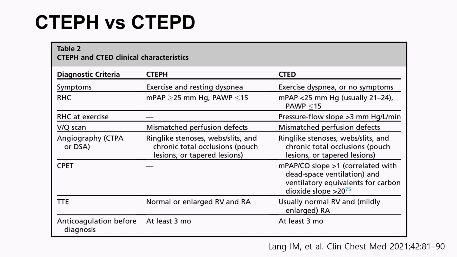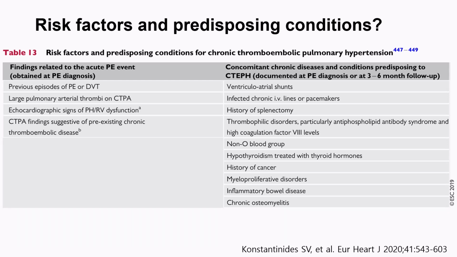Although CTEPD and CTEPH have similar features in the imaging studies, CTEPH is characterized by the hemodynamic criteria, a mean pulmonary artery pressure more than 25 millimeters of mercury. As the previous lecturer, Dr. Kim, showed the predisposing conditions, if there is a risk factor and predisposing conditions for CTEPH, you should consider the probability of CTEPH in this patient.